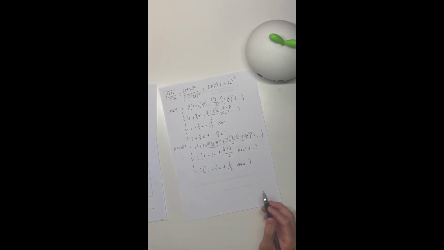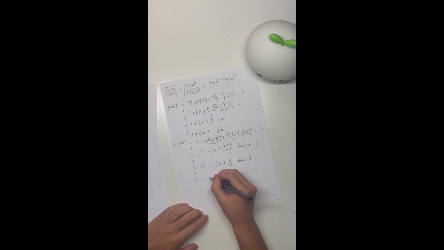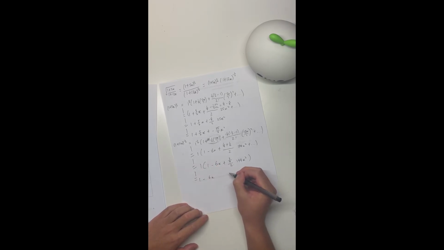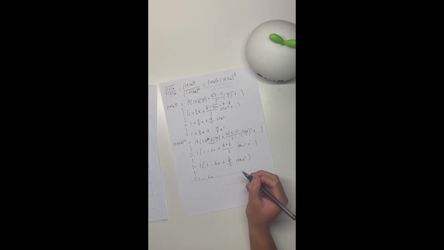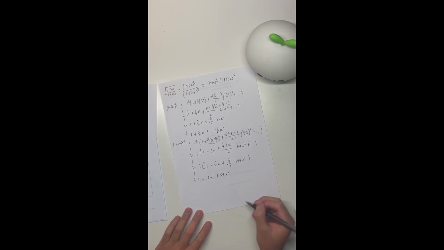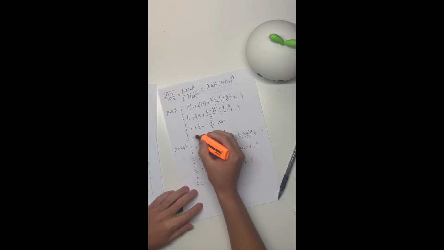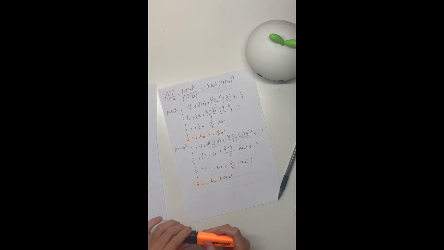By 1, so this one doesn't really make a change to anything. 1 minus 6x. 3 over 8 times by 144 will give us positive 54x squared. So we got the expansion for both brackets, which is this thing and this thing.